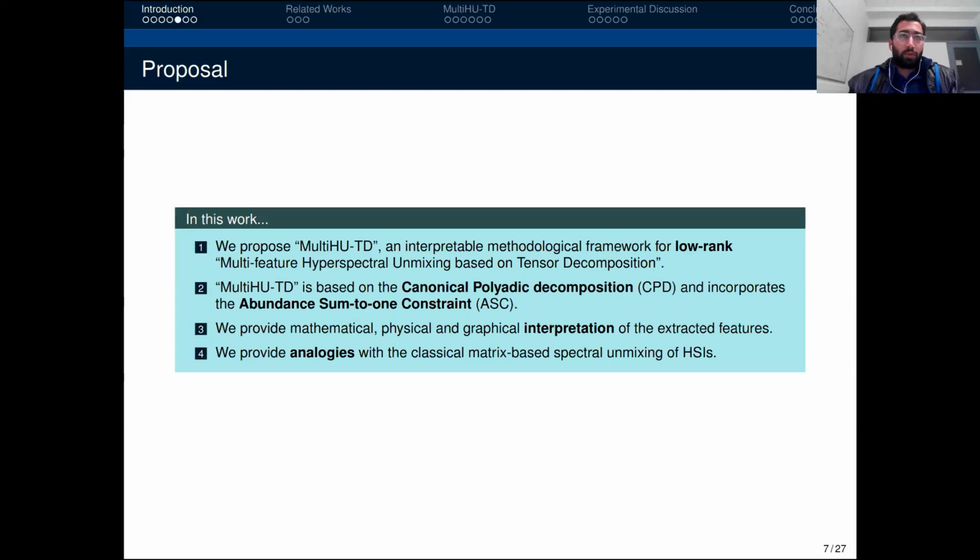So in this work, in general, we propose MultiHU-TD, which is multi-feature hyperspectral unmixing based on tensor decomposition. It is low rank. It is based on the canonical polyadic decomposition, which we will explain soon. And it incorporates the abundance sum-to-one constraint in an interpretable manner. We provide the mathematical, physical, and graphical interpretation of this framework. And we provide analogies based on the classical matrix-based techniques, which is more intuitive in this case.